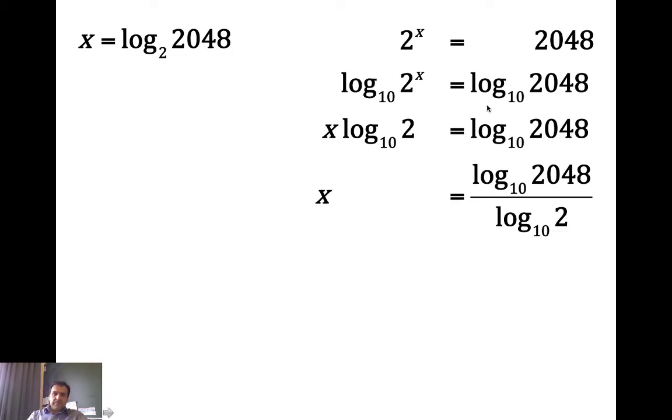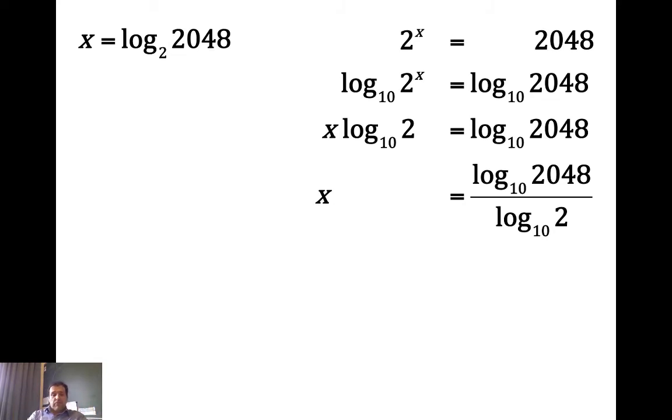Now, you might see a link between the numbers in this thing we've got finally and the thing we started with. So the log of 2048 base 2 equals the log of 2048 divided by the log of 2 in base 10, because I happen to divide by base 10 logs. Actually, that would work for any base.